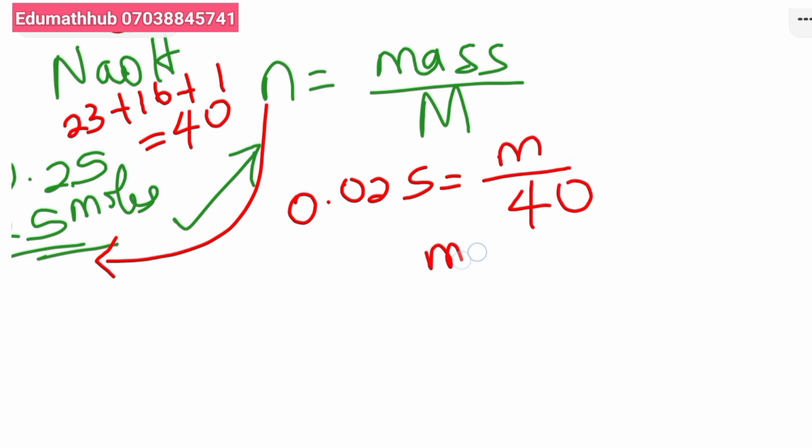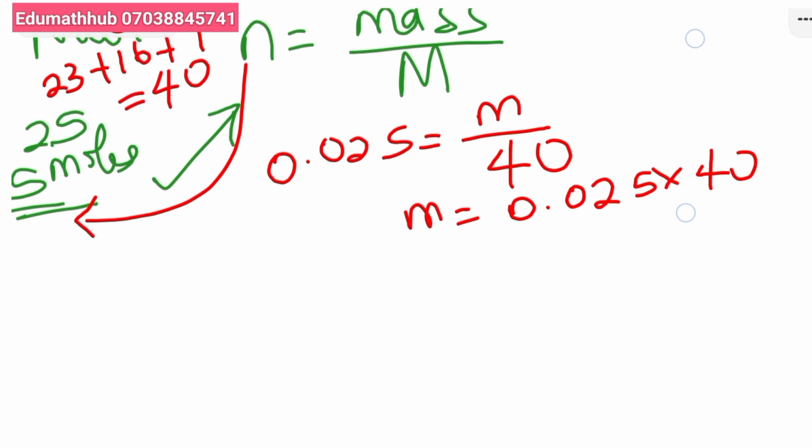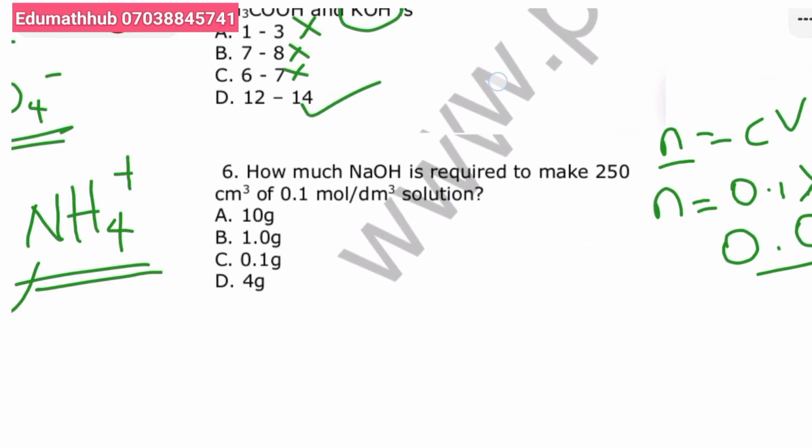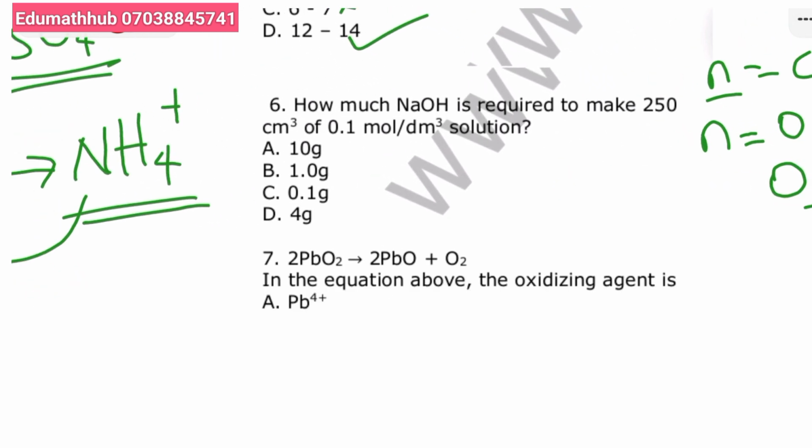So our answer should be 0.025 when you cross multiply times 40. So what are you going to get when you do 0.025 times 40? So that will give you 1 gram as the answer. So the answer is 1 gram. So let's check. So you can see there, that's option B, 1 gram.